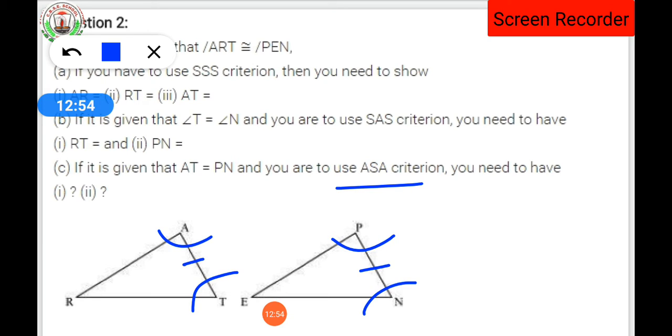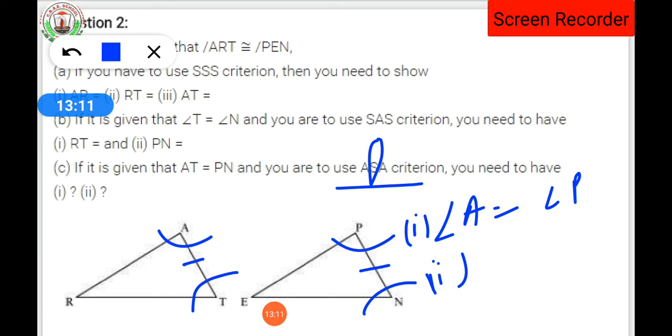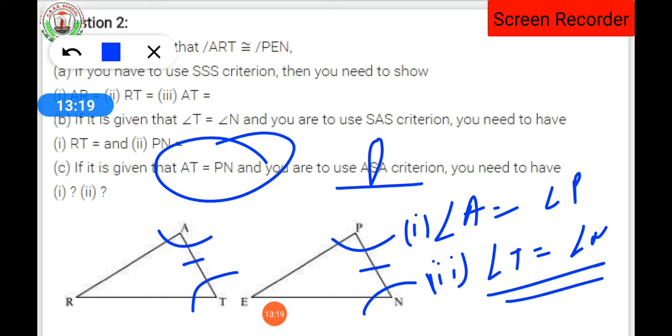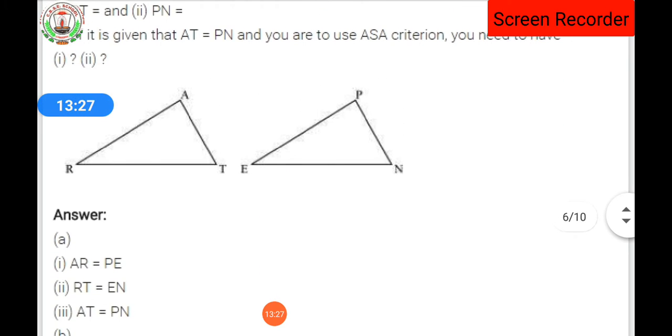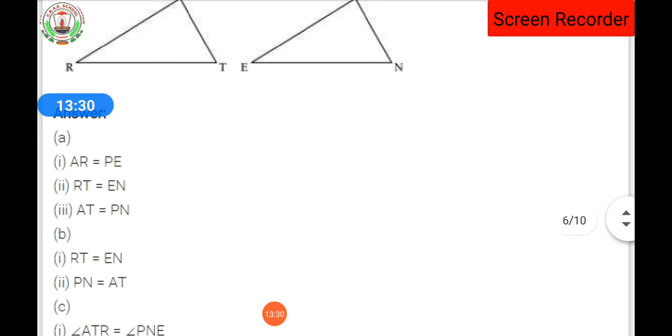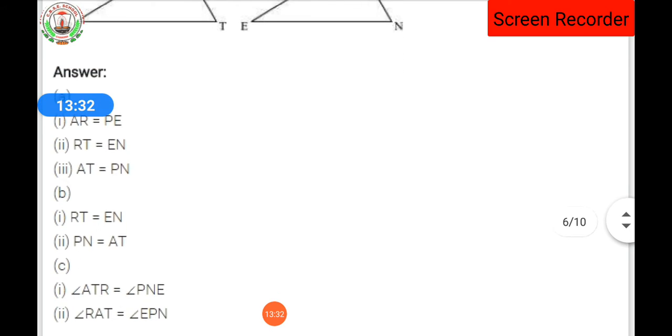What is the property of this criteria? Two angles are formed and their base line will be the same, and that same base line acts as the side here. So that's why we can say that angle A is equal to angle P for the first one, and for the second we can say that angle T is equal to angle N. Clear? And the side is already given over here that AT is equal to PN. So in this way we have to solve question number 2. Hope you understood. The solution which I just told you is given here.